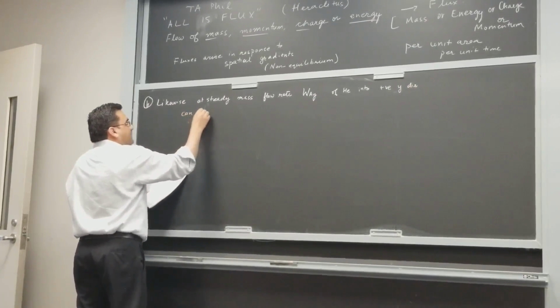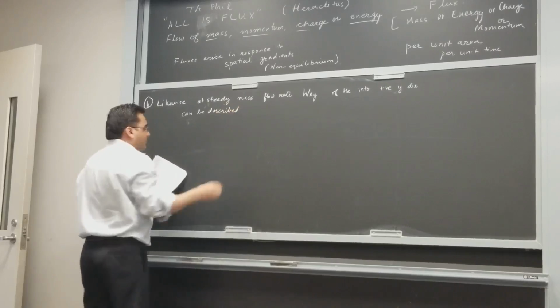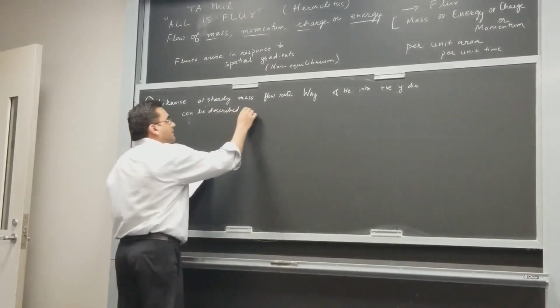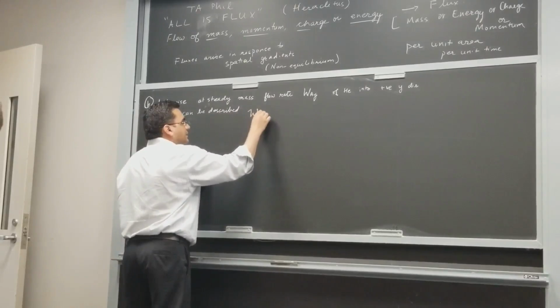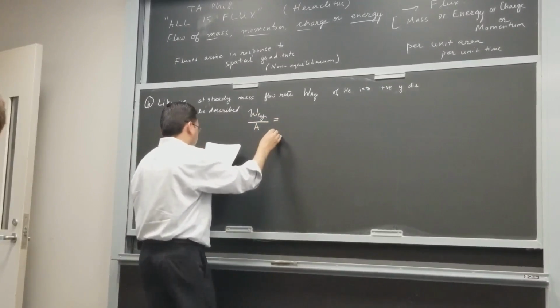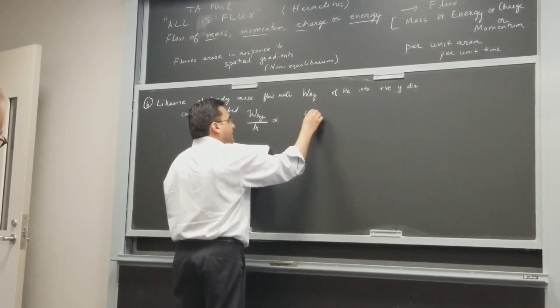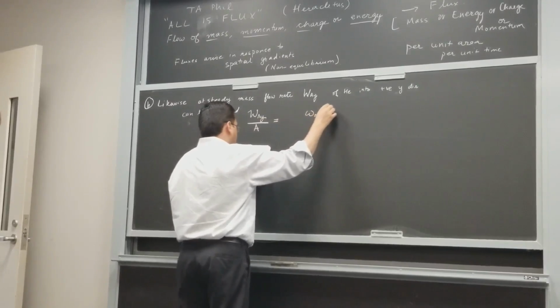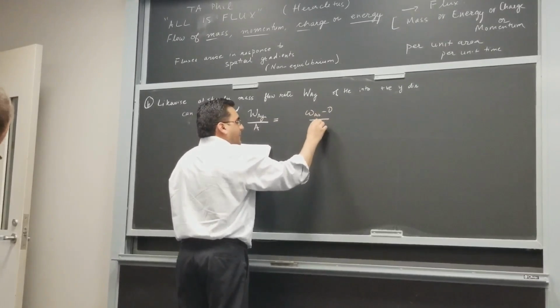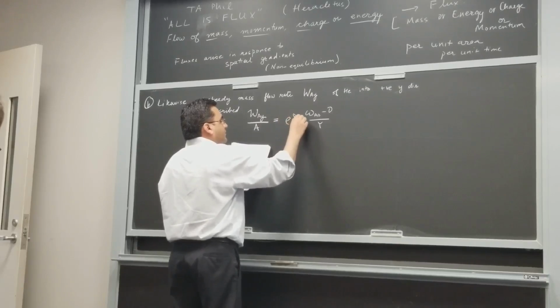Can be described to good approximation by this: this flux over area, or this flux rate, is proportional to the concentration gradient, which in this case is this, and the proportionality constant is your diffusion coefficient.